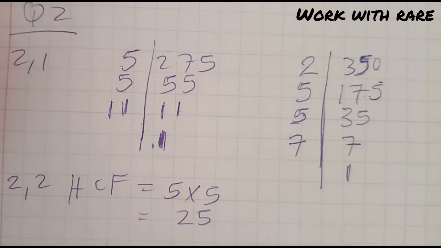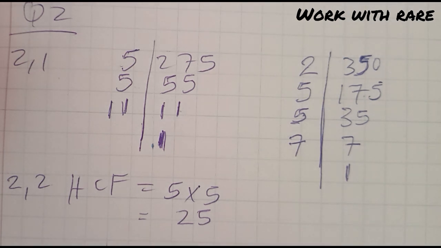275 and 350. Even if they give you 3 numbers, let's say you are given 275, 350 and 500, you should do this and check which numbers appear in all 3 of them. If a number appears in only 2, it is not common for all of them. You should look for the numbers that are common in all of those numbers that you are given.